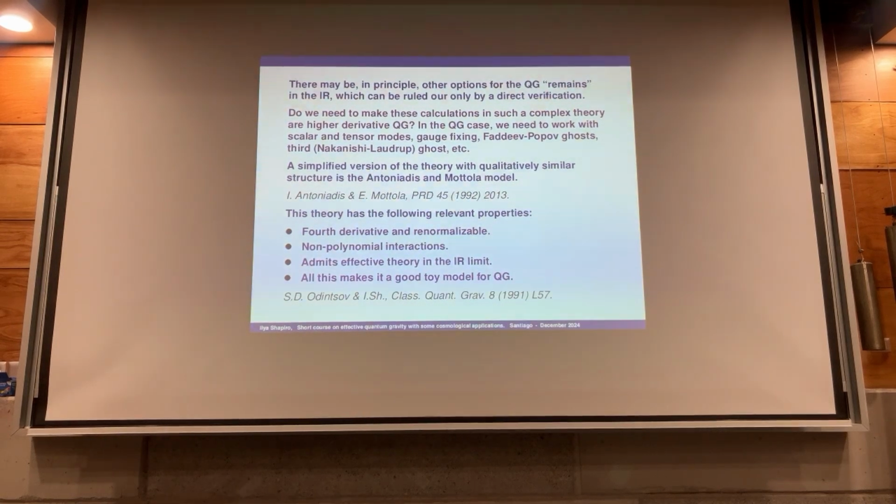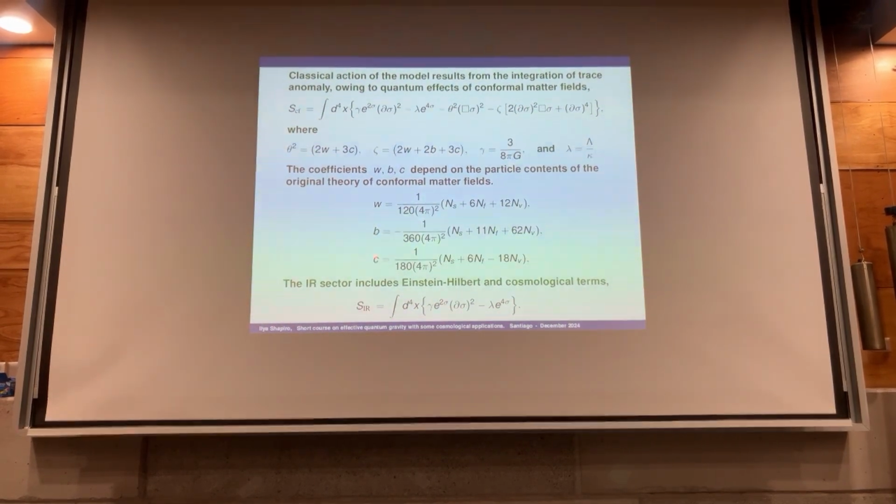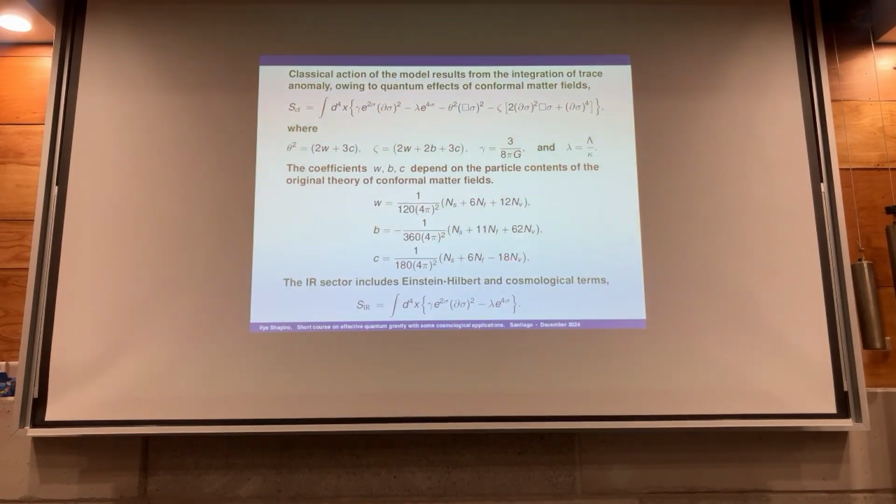Still, some details are missed here, and we will see later on which details. So, this is the action of the theory. Actually, this action appears as a result of the integration of conformal anomaly. These are the formulas related to conformal anomaly. This is the number of conformal fields you integrate out, and things like that.